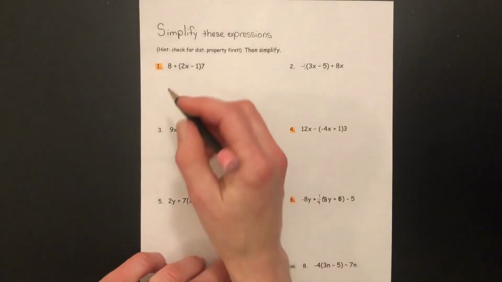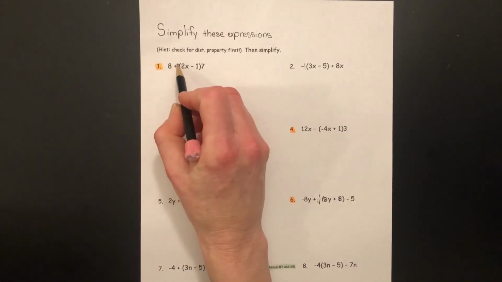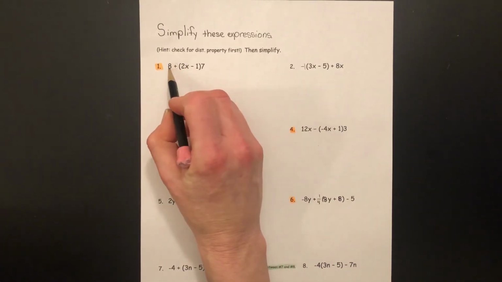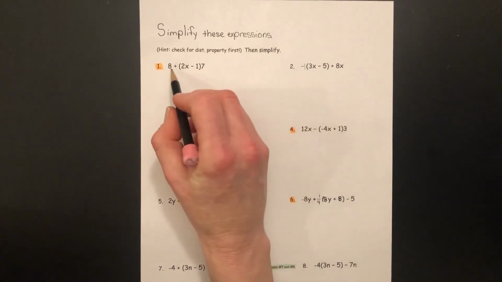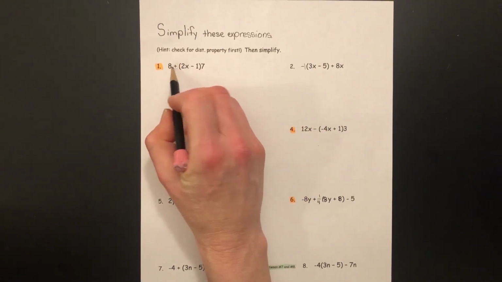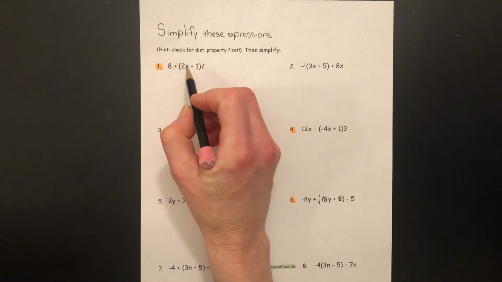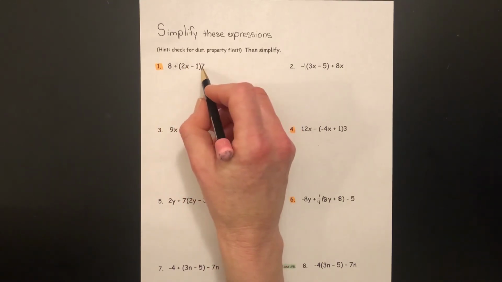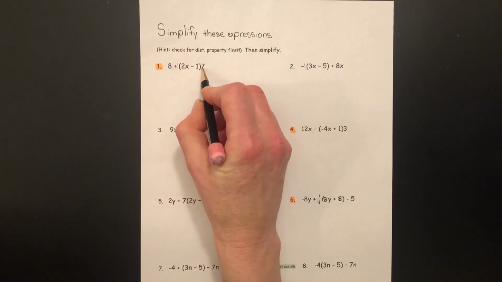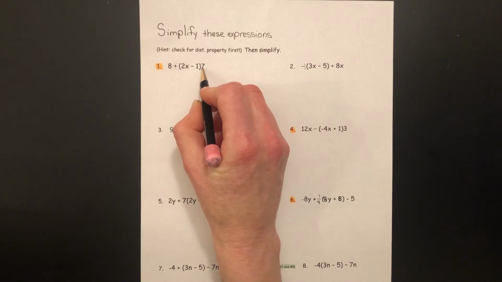All right, number 1. We have a plus sign between the 8 and the parentheses. So we do not have to distribute the 8, so we're fine. Oops, except that we have this 7 over here. They put it on the other side. You see those every once in a while. Not terribly often, but you do see them.